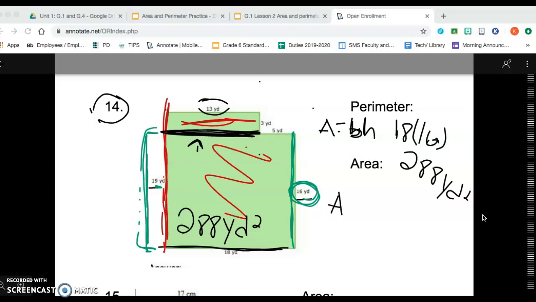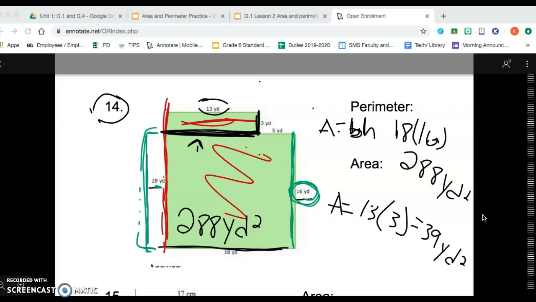So we have area is equal to 13 times, and then the height is right here, you see? So it's just 3. So 13 times 3, let me just throw my calculator really quick, it's just going to be 39. And it is area, so it's going to be yards squared.